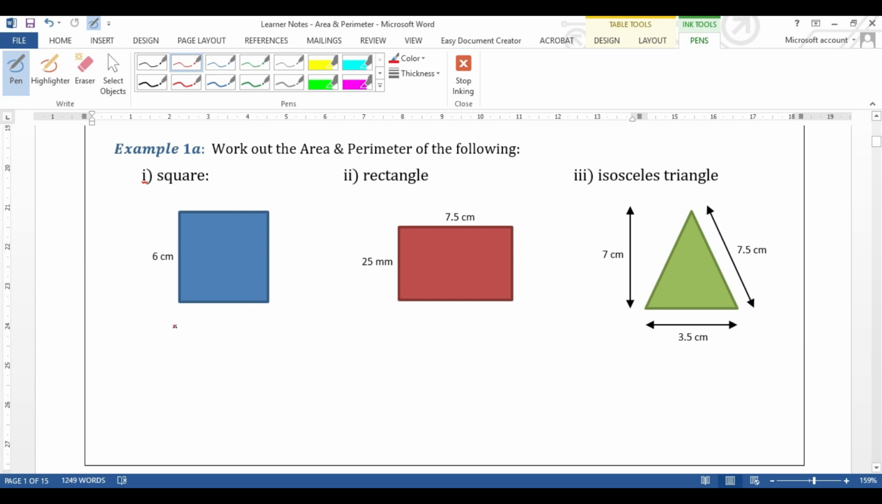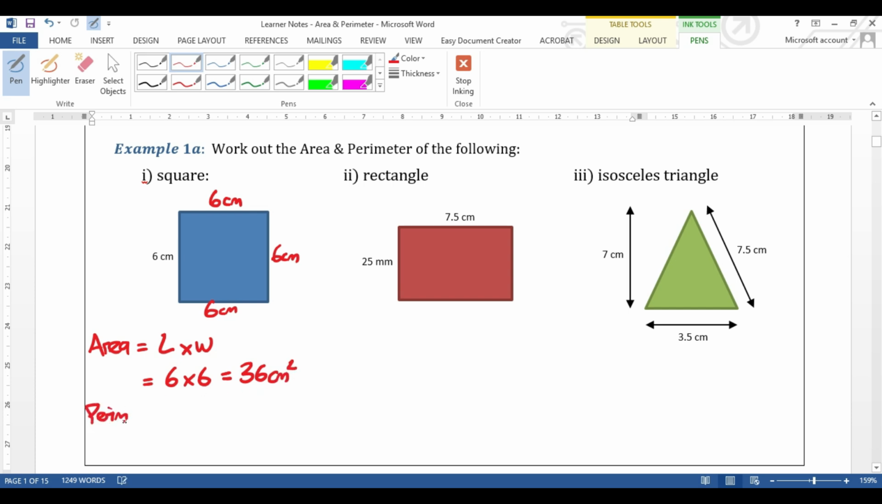So for the square, let's do the area first, and hopefully you know for a square all the sides are going to be the same. So if that's 6 centimeters, that's going to be 6 centimeters there as well, same here and same here. And for area, we have to do just one length times one width, so that's just 6 times 6, which gives you 36. And then we're using centimeters, so this will be centimeters squared.